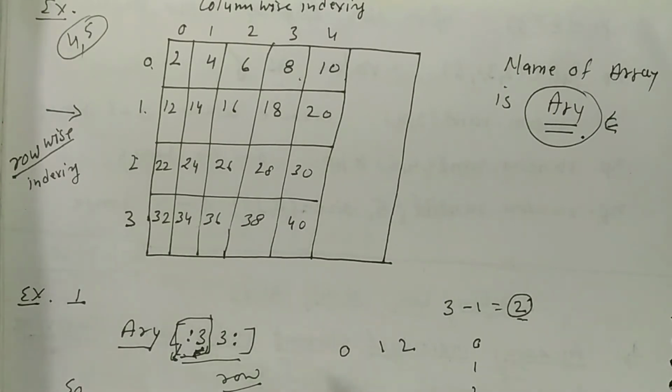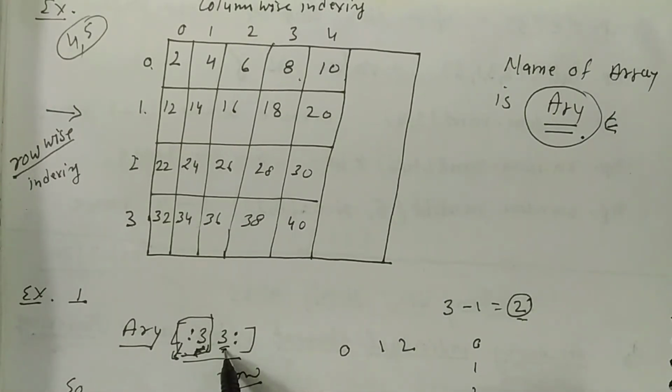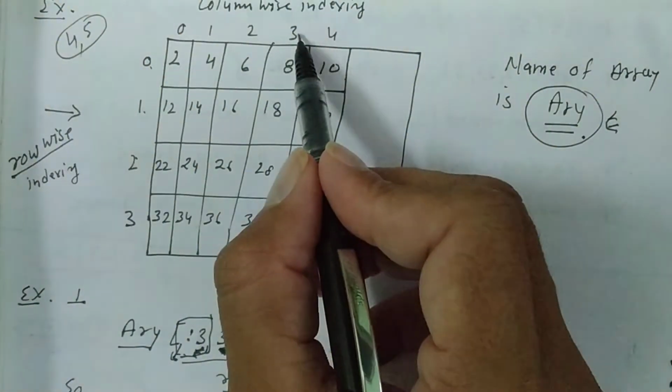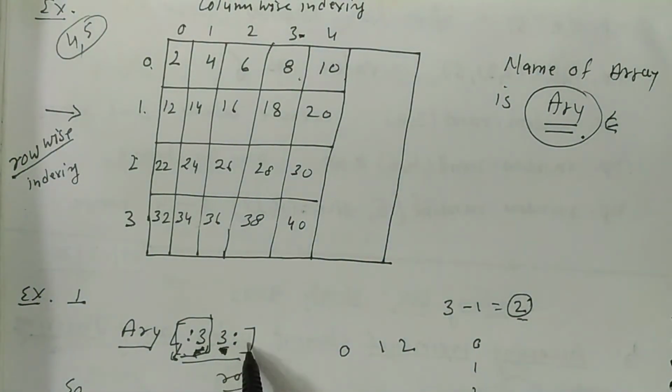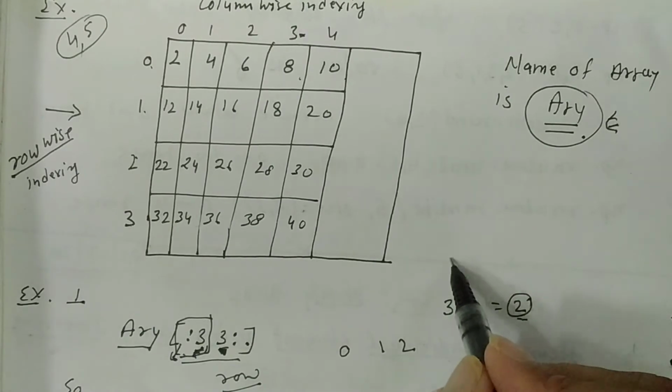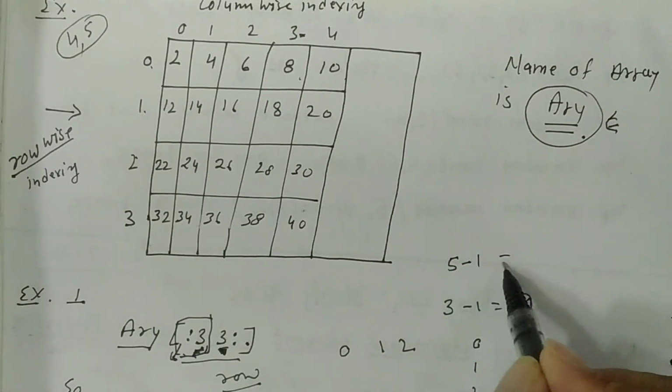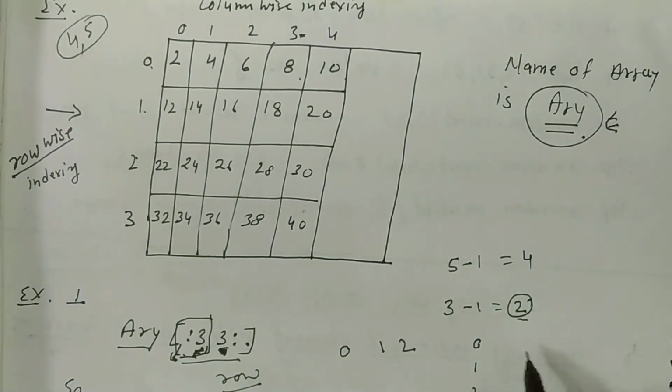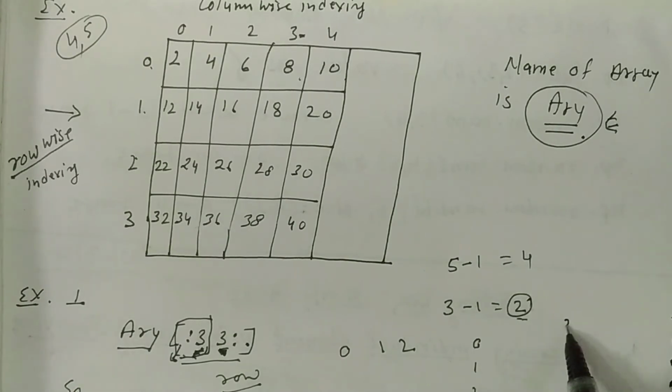Now the second portion, starting from 3, starting from the third column. End is not given, so the end is 4, because 5 minus 1 equals 4. So which columns will be represented? Column number 3 and column number 4.